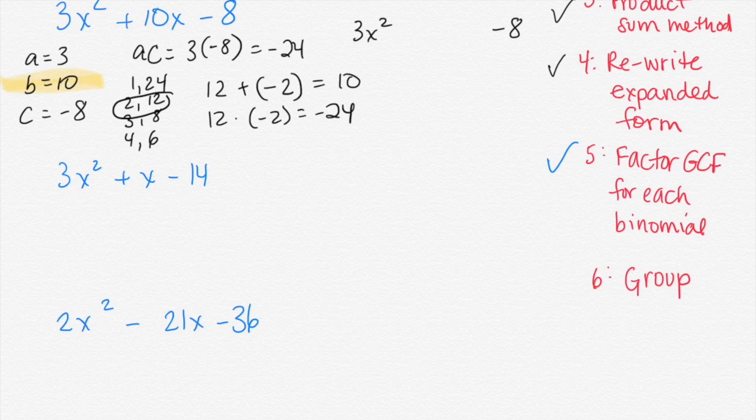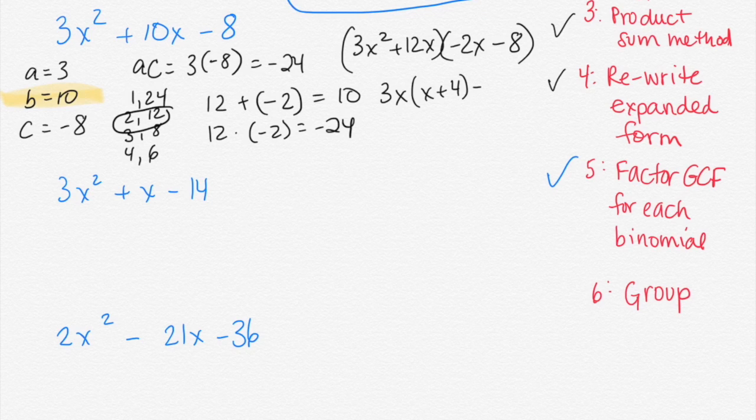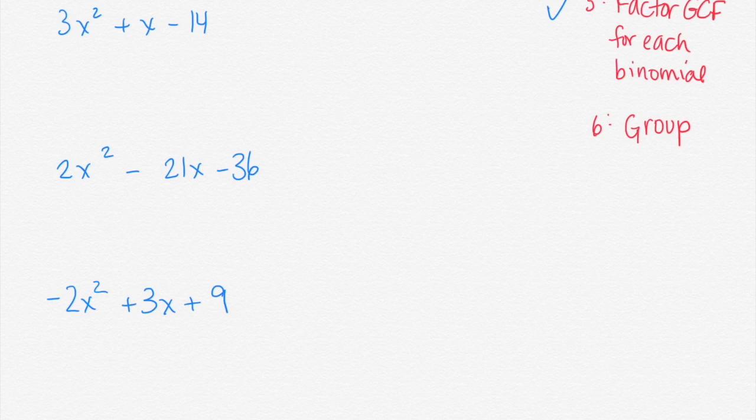So now I'm going to split the term and write it in expanded form. I then went ahead and grouped them, and I factor out the greatest common factor, which is 3x and -2. And then I'm going to group them again. Same step for the last three.